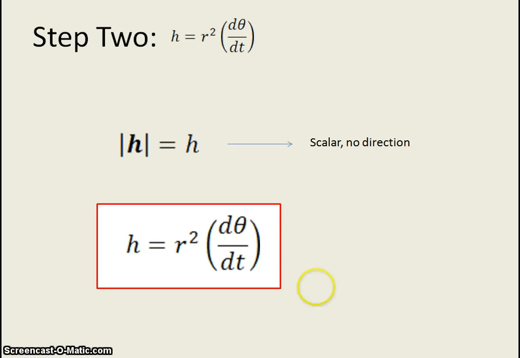Okay, so step 2 is basically just saying that the absolute value of the vector h is equal to h, so it becomes a scalar rather than a vector. So you can take away the k, which indicates direction, and that leaves you with h equals r squared d theta by dt.